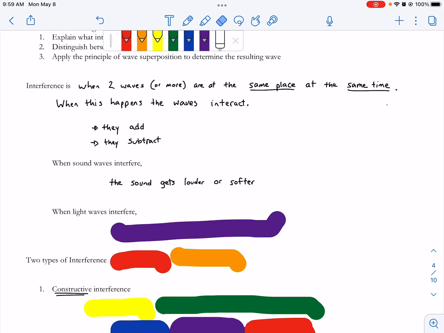You might not have seen what happens when light waves interfere. They get brighter or they get darker. That one is less obvious to notice, but it's still really cool when it happens. We might get to see some of that in class.